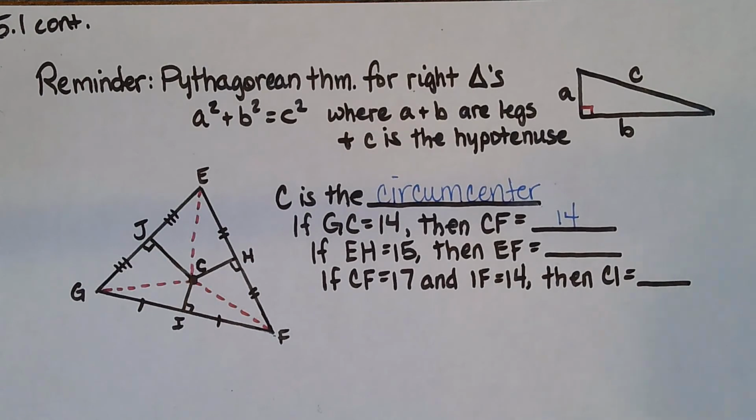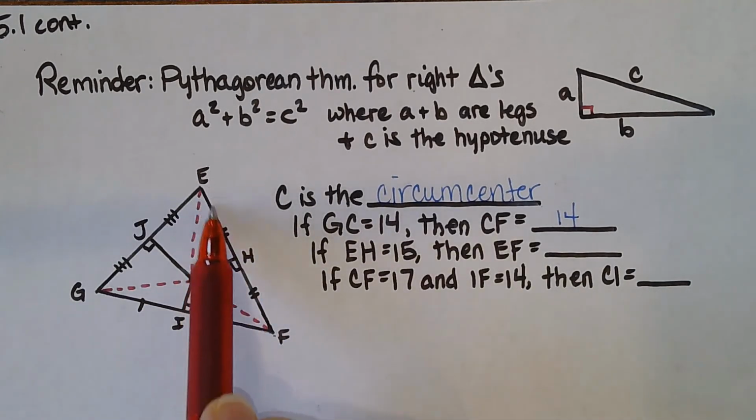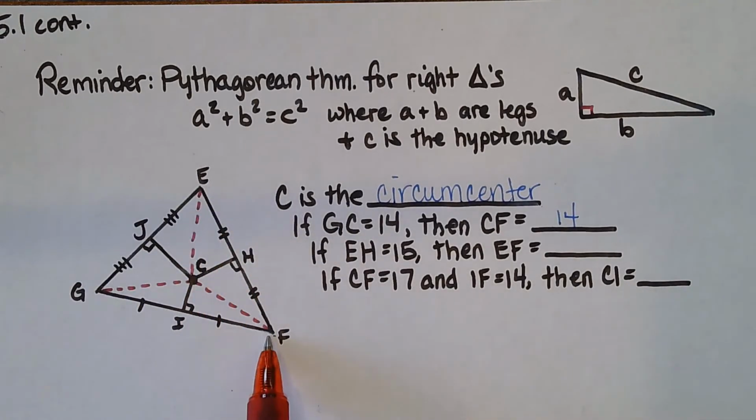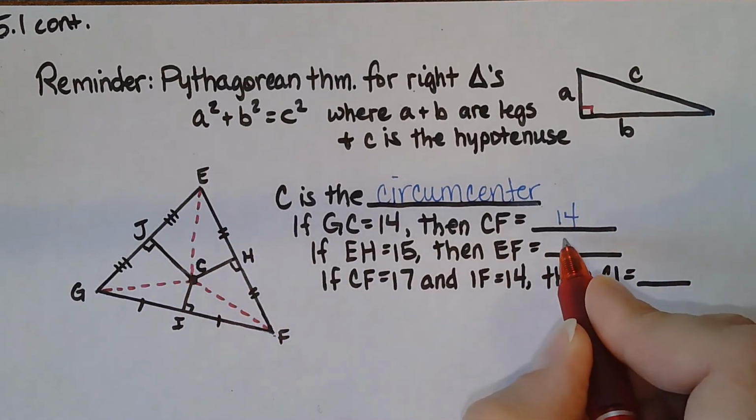Okay, separate problem now. We're not carrying over. If EH is 15, then how long is EF? So if this right here is 15, how long is that whole side? Well, this is being bisected, right? So if half of it is 15, then the whole thing is going to be 30.